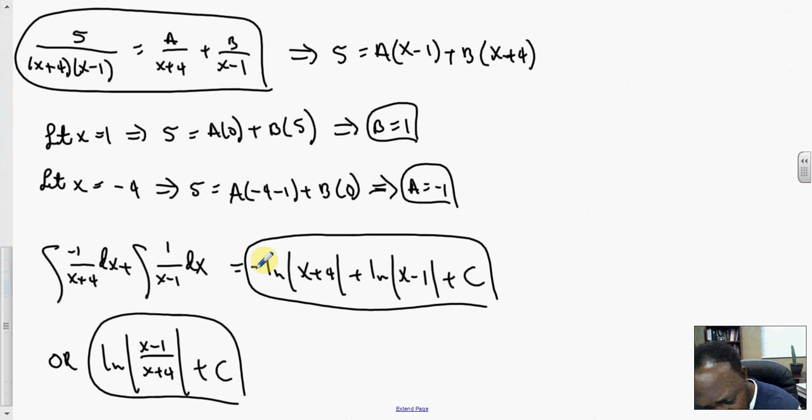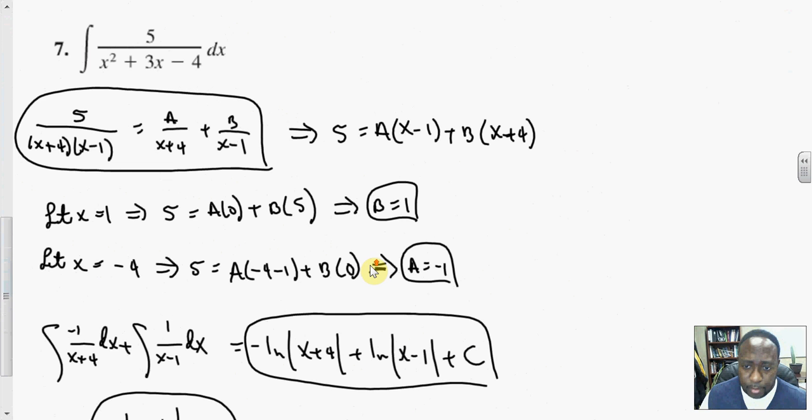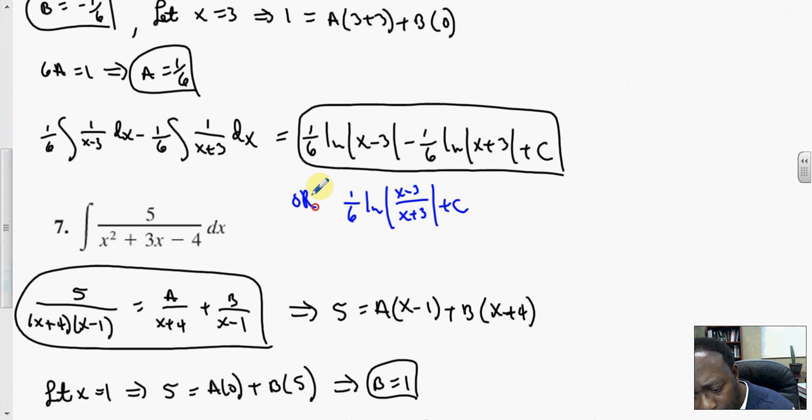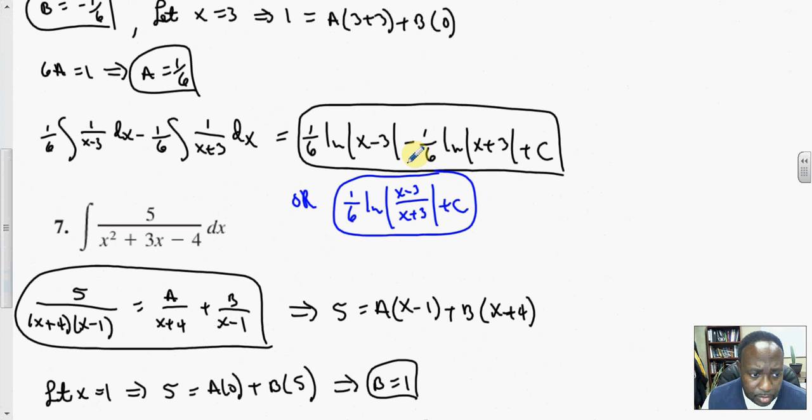Remember that minus denotes for the natural log that this term here would be in the denominator of the quotient. And you could have applied that up here for this problem as well. So you could write this as 1 over 6 times the natural log of x minus 3 over x plus 3 plus c. Either answer is sufficient.